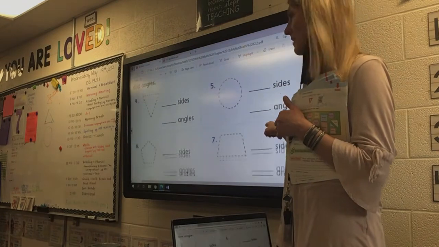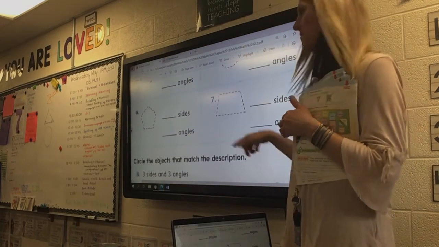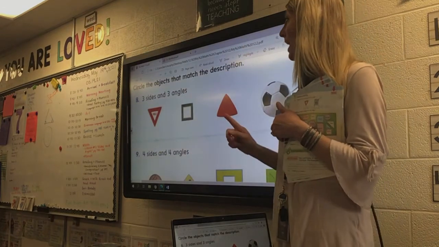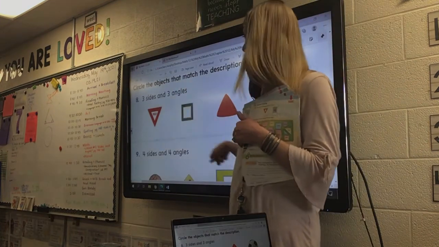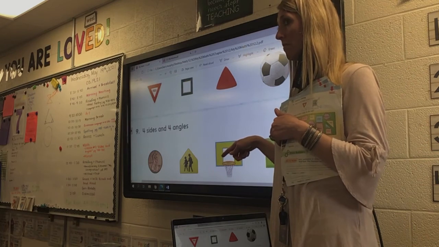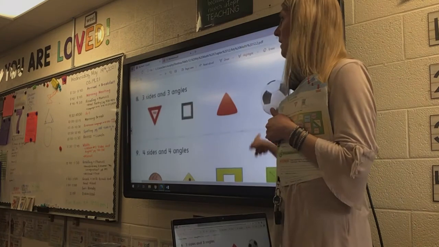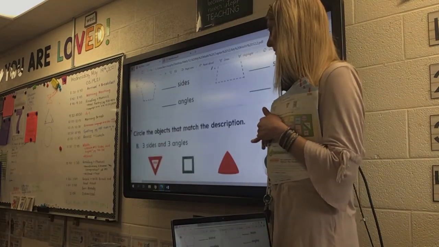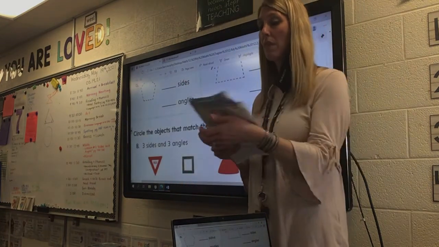So on 4, 5, 6, 7, you're gonna do that. It should be easy. Now down at the bottom, this should also be easy. Circle the objects that match the description. 3 sides, 3 angles. Well, Carson. 4 sides, 4 angles. Okay? Now, don't pick up your pencils yet. When you get done with that, and you double check to make sure you have it all done, you're going to hand it into math.